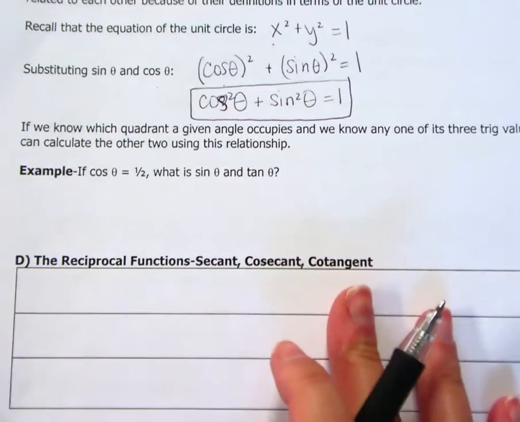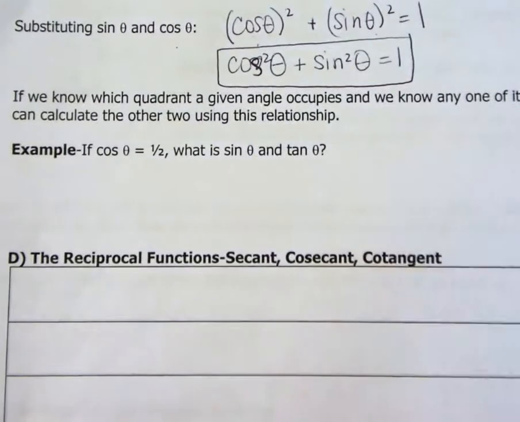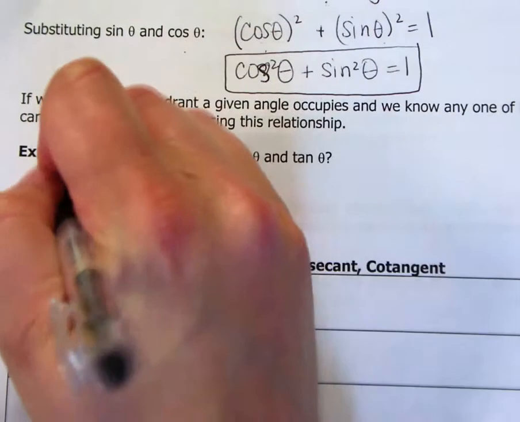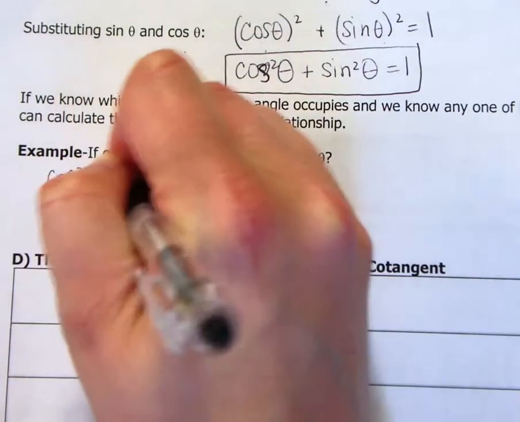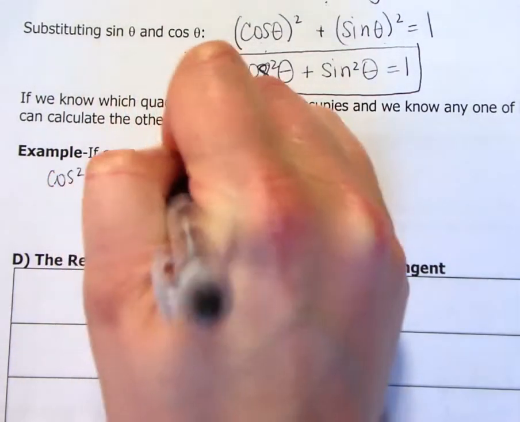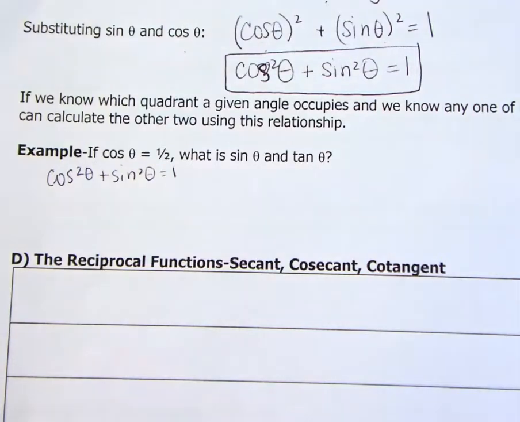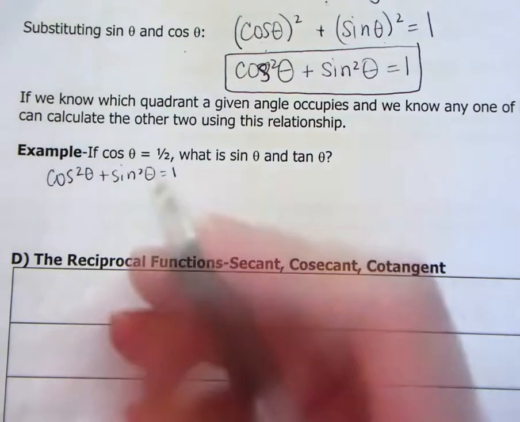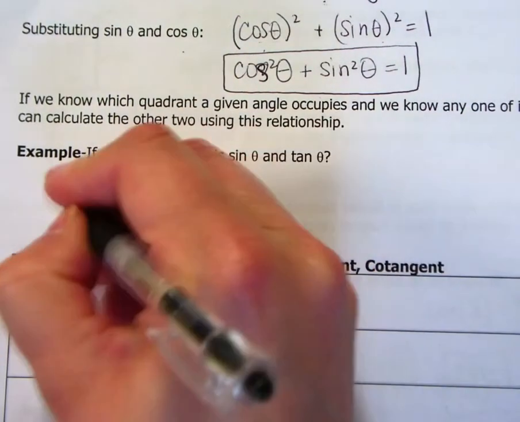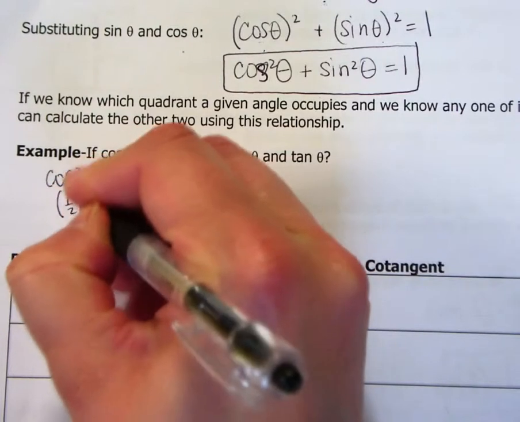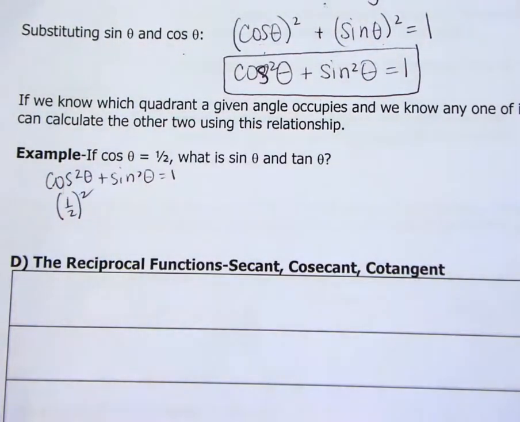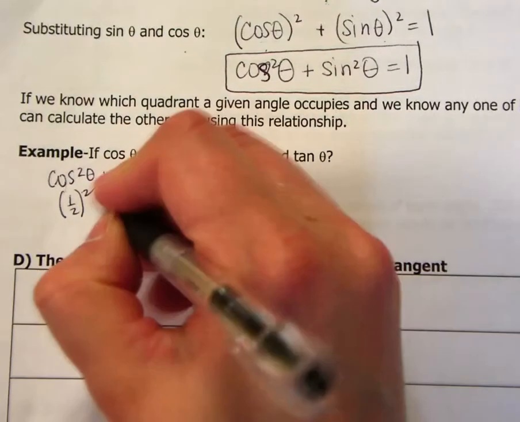So what we're going to do is start with that trig identity, and we're just going to substitute in what we're given. I'm told that cosine of theta is 1/2. If I substitute that in, that gives me 1/2 squared, because that's cosine theta squared. Bring the rest down.